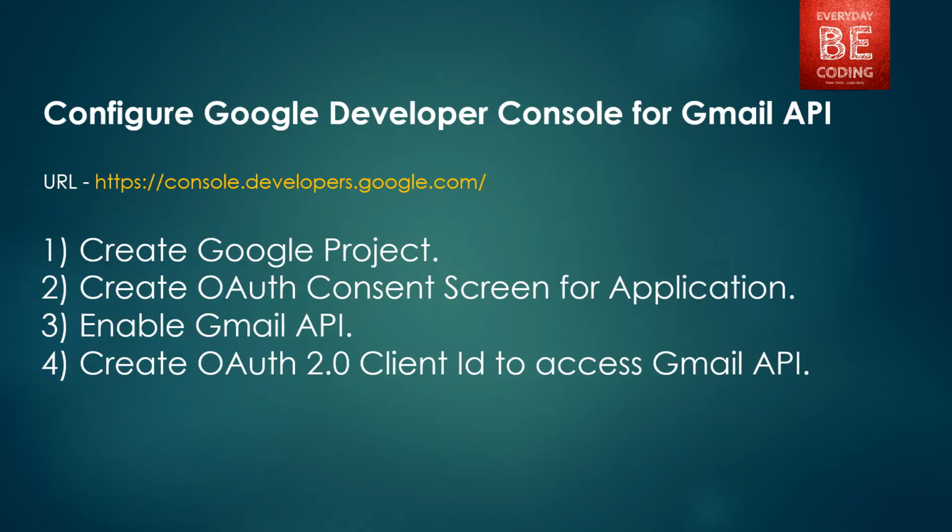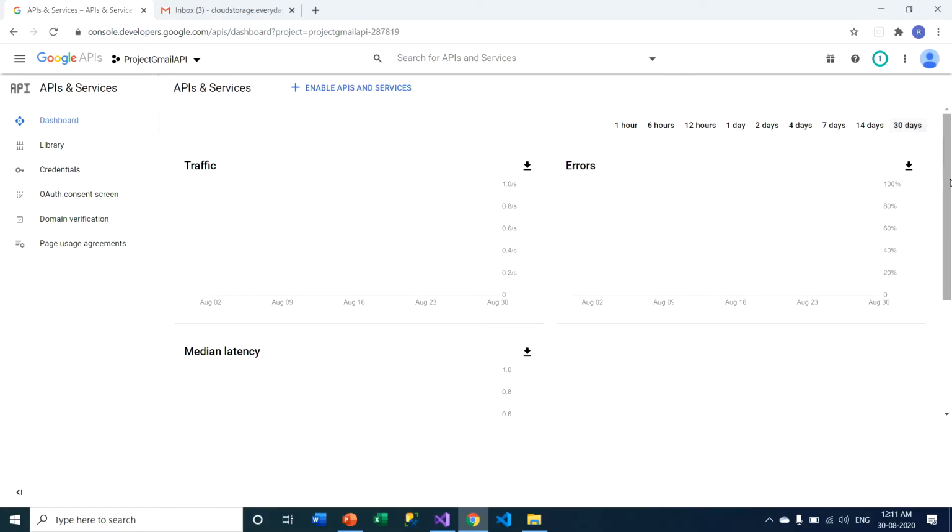So first, we configure Google Developer Console for Gmail API. What is console.developers.google.com? By using this website, we are enabling our Google APIs. Not only do we enable Google APIs, we also create credentials for this API. Also, we are configuring the OAuth consent screen.